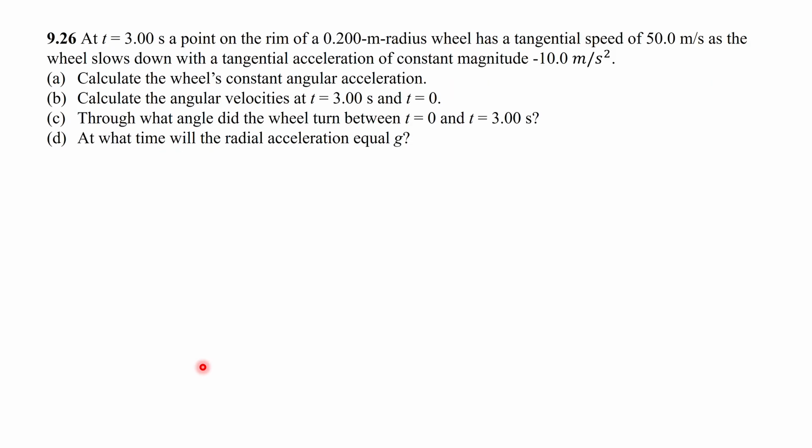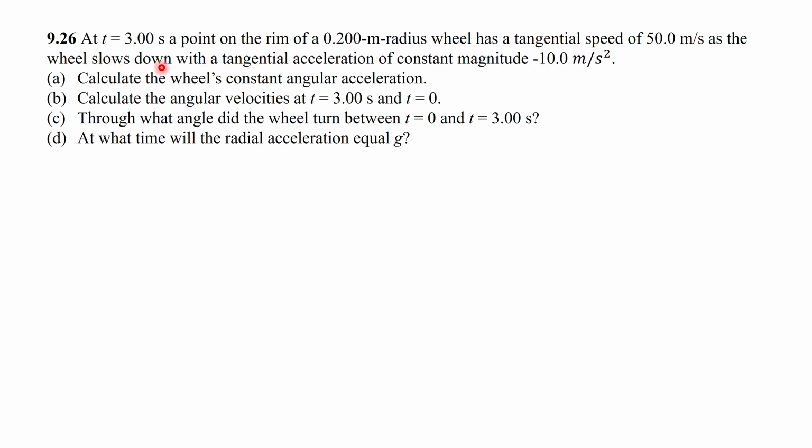The next problem in the homework is 9.1.26. So this is another problem to help us understand what angular acceleration means in a specific angular motion. Here, at t equal to 3 seconds, a point on the rim of a wheel of 0.2 meter radius has a tangential speed. We know the number is 50 meters per second.